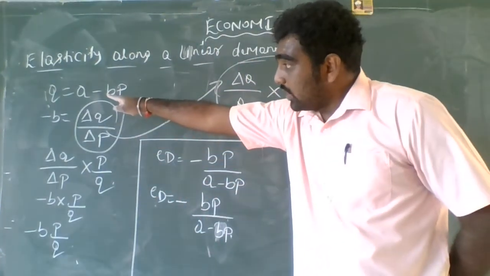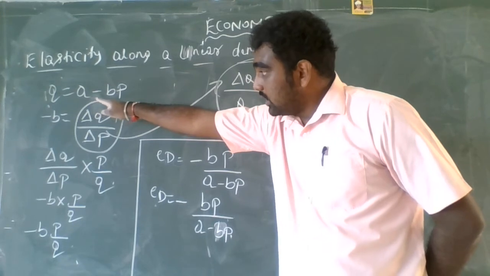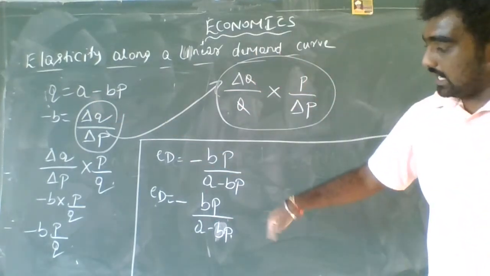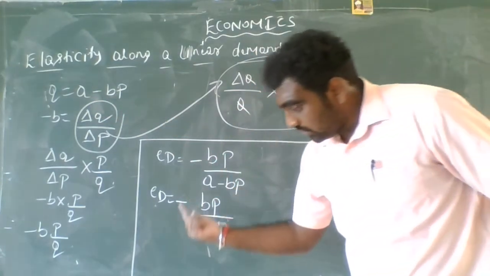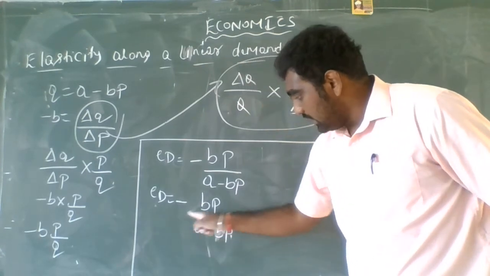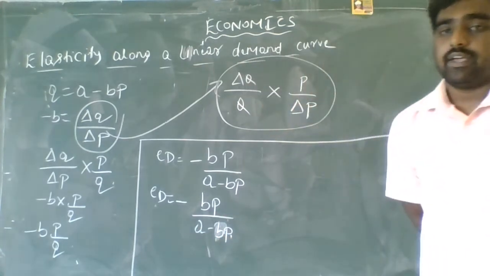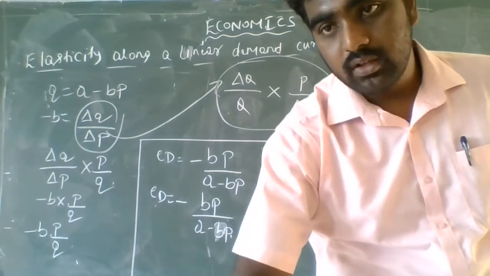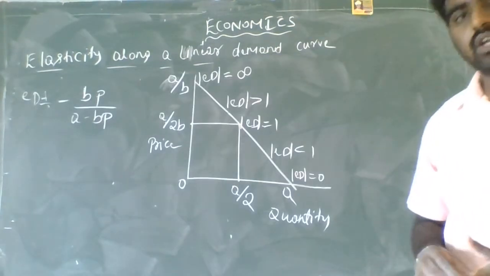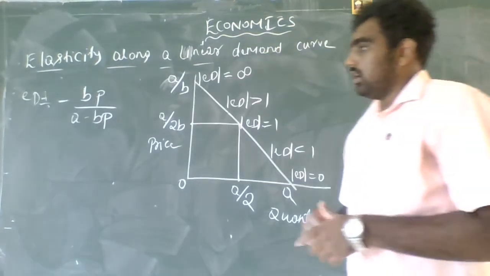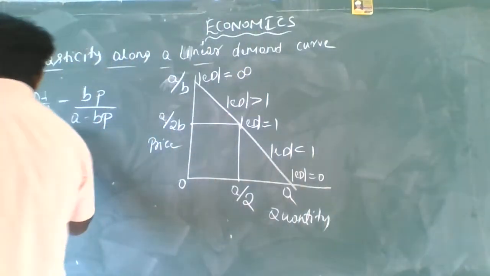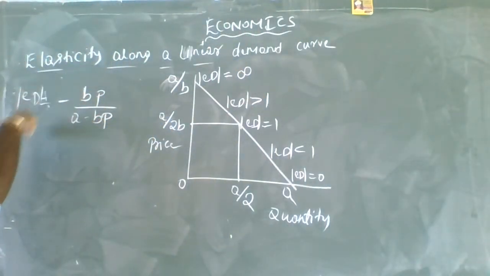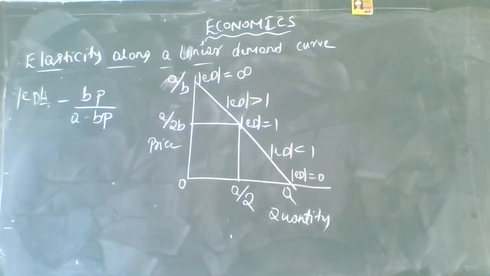So the equation for the linear demand curve was Q equals A minus BP, but the equation for elasticity of demand along a linear demand curve is minus BP divided by A minus BP. Okay students, we derived that elasticity of demand along a linear demand curve is minus BP divided by A minus BP.